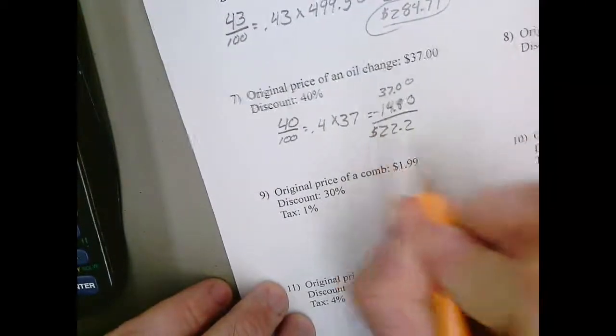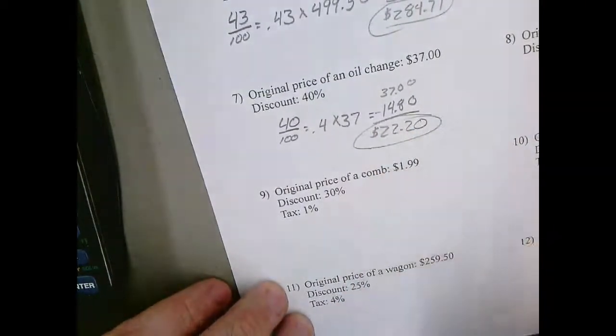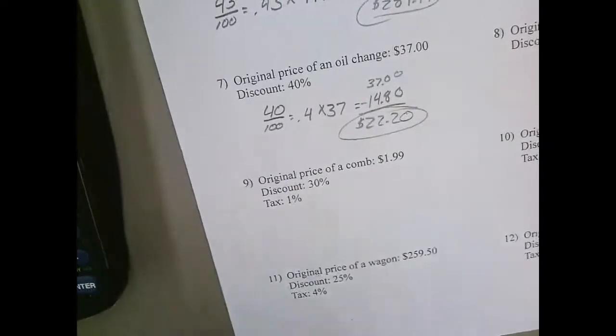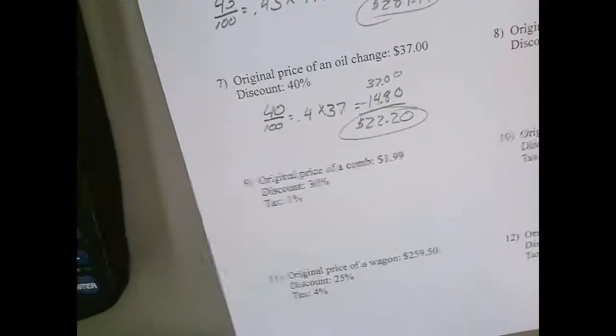It's really easy once you get the hang of it. The confusing part is when do you add and when do you subtract. When it's a markup, you're going to add. When it's a discount, you're going to subtract.